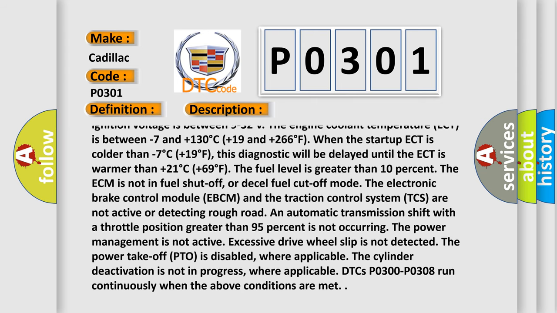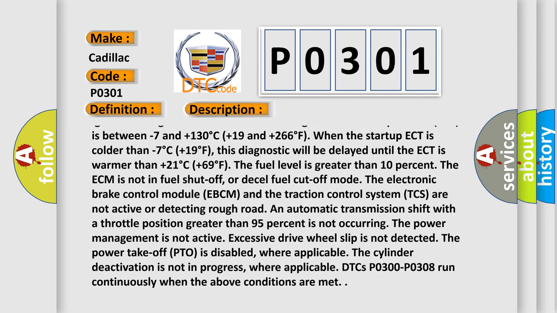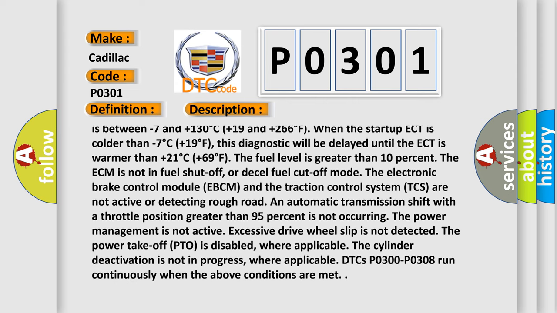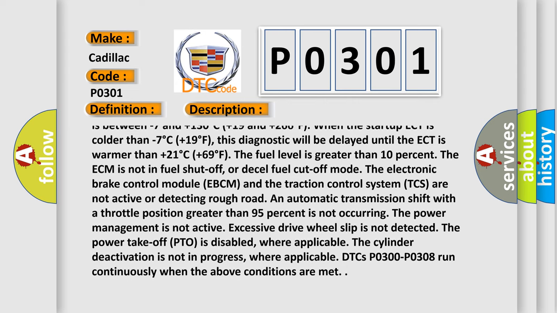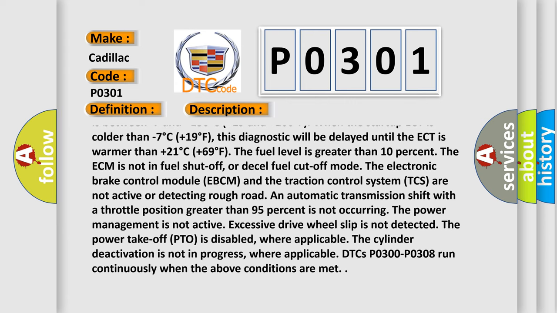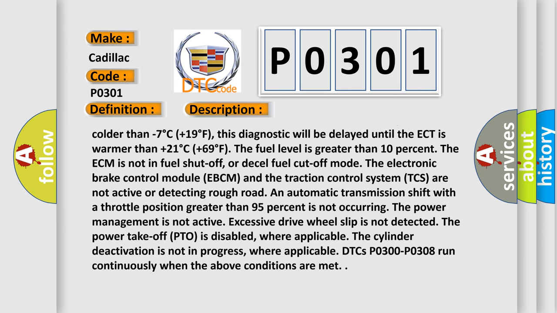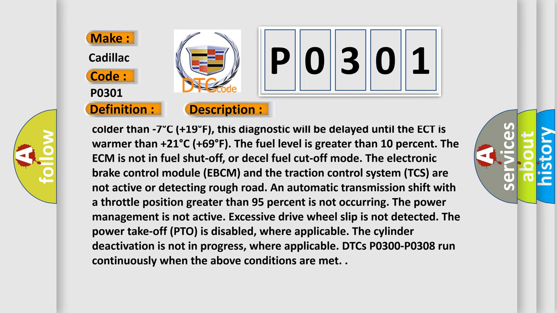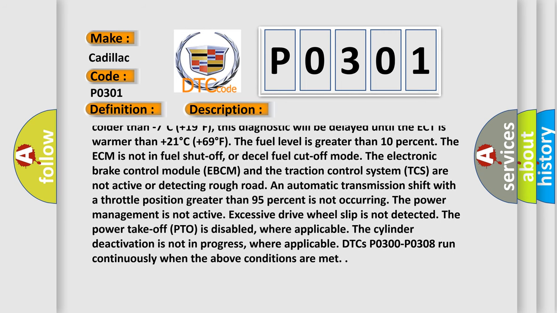When the startup ECT is colder than -7 degrees Celsius, +19 degrees Fahrenheit, this diagnostic will be delayed until the ECT is warmer than +21 degrees Celsius, +69 degrees Fahrenheit. The fuel level is greater than 10%. The ECM is not in fuel shutoff or decel fuel cutoff mode.